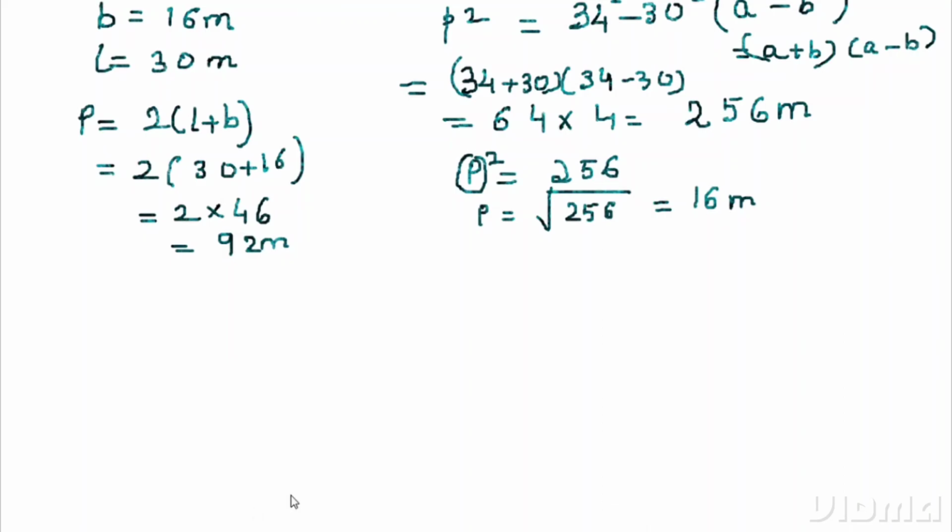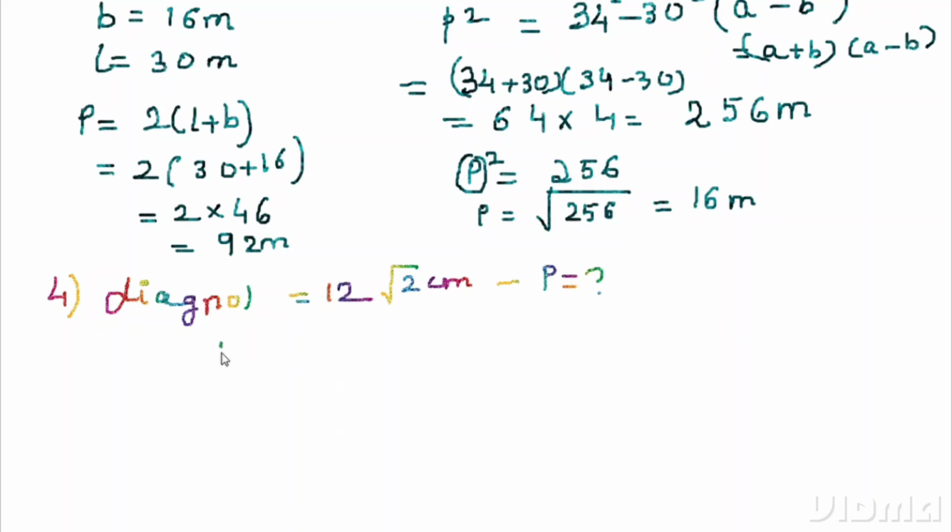So the fourth question says that, okay, in this also they are talking about diagonal. They are telling that the diagonal of a square is given to me as 12 root 2 centimeter. You have to find the perimeter. So let's draw the square here. So this is my square. As you know, in a square all the four sides are equal, so I can write this as a and the diagonal is given to me as 12 root 2.